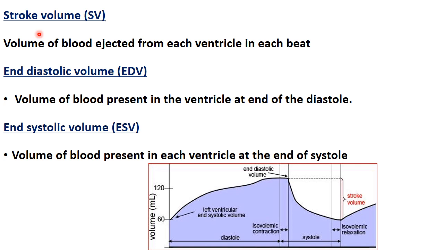And end diastolic volume is the volume of blood present in the ventricle at the end of the diastole, and end systolic volume is the volume of blood present in each ventricle at the end of the systole.